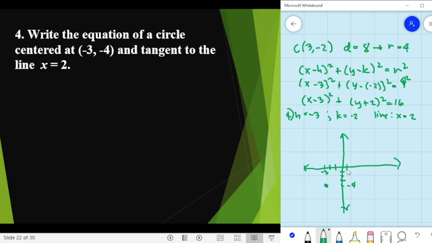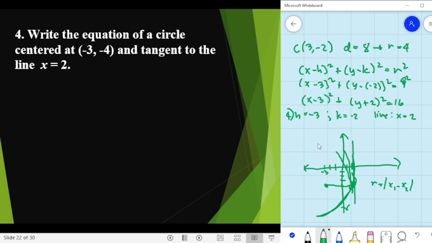It's in quadrant 3 because the coordinates of your center are both negatives. So we have 1, 2. This is x equals 2. Okay, so meaning this is the point where the circle is touching, the tangent. The circle is tangent there. So in order to find the radius, we are going to use the distance formula: R is equal to the absolute value of x sub 1 minus x sub 2, or x sub 2 minus x sub 1.